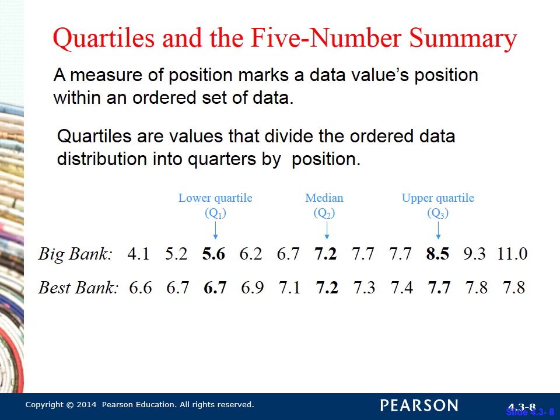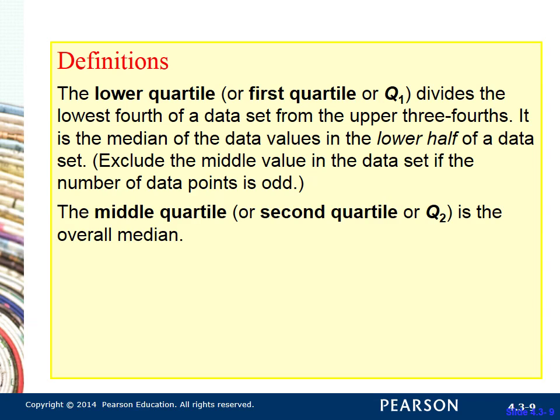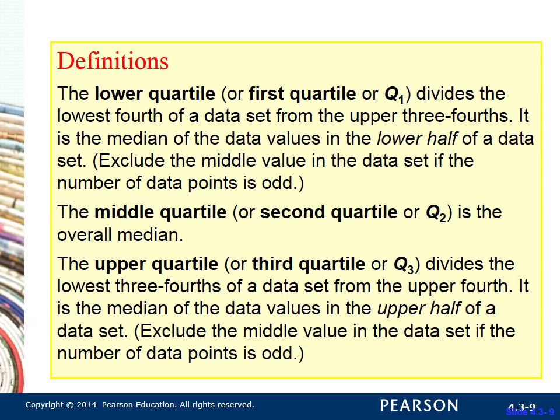All right, so here we're going to take a look at these quartiles, Q1, Q3, and we're going to define them as such. So that lower quartile, or Q1, divides the lowest fourth from the upper 3/4. It is the median of the data in the lower half. That's one of the ways you explain it. So you exclude the middle value, remember, if it's odd. All right, so the middle quartile, or the second quartile, is the overall median of the data, because again, it cuts all the data in half. The upper quartile, or Q3, divides the lower 3/4 from the upper. So it's the median of the upper half.